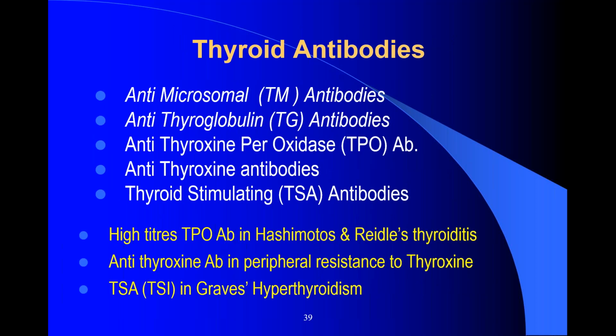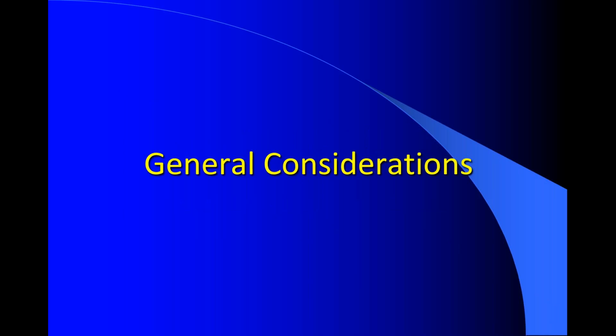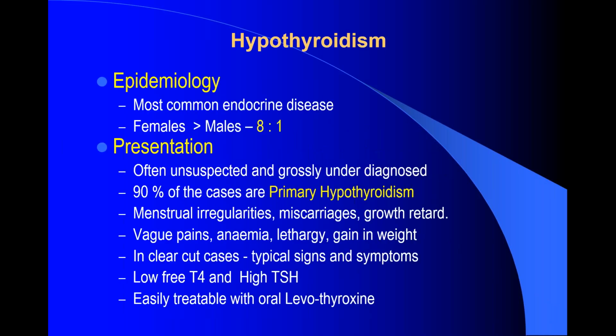Then thyroid antibodies, most commonly known anti-TPO antibodies, anti-microsomal antibodies, anti-thyroglobulin antibodies, and thyroid stimulating antibodies. These antibodies are to be done in the workup of thyroid disease. So coming on to basic hypothyroidism. Hypothyroidism is one condition which presents many times with very vague symptoms.